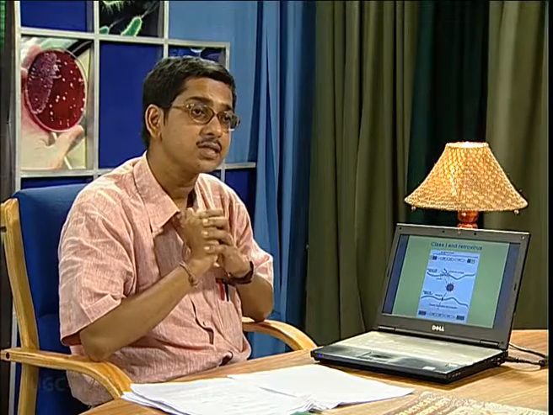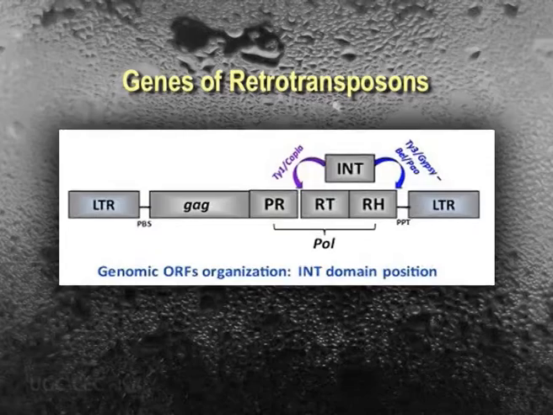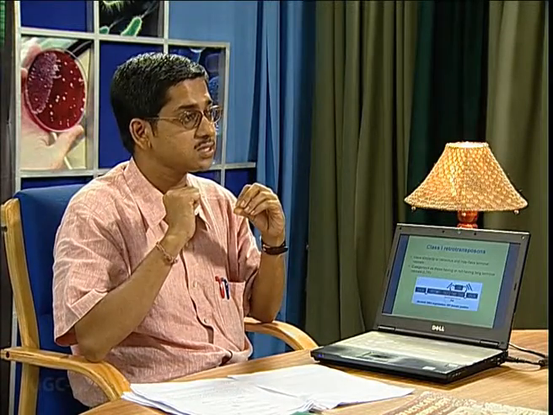Now what happens in the case of the retrotransposons? In the case of the retrotransposons, as you see in the next figure, they have the GAG gene and they have the Pol gene. Now this is the class 1 transposons. This GAG gene again helps maturation of the RNA, and the Pol gene reverse transcribes. So why is this important?